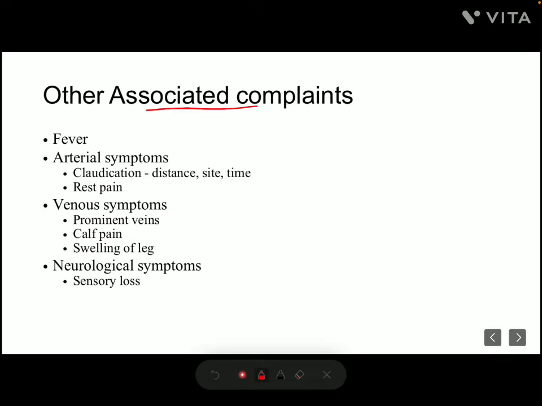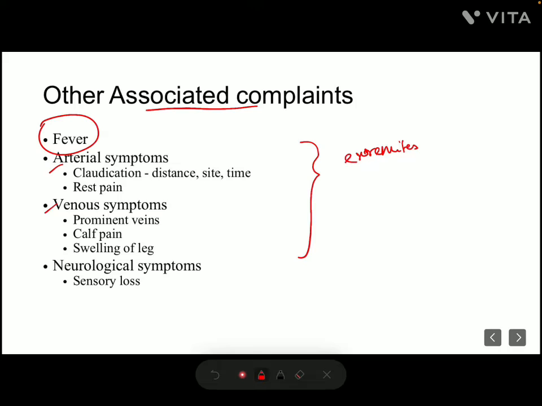Let us talk about other associated complaints. To start with, fever. Presence of fever along with an ulcer signifies the infective origin of the ulcer. Whenever the ulcer is present at the extremities, two important histories should never be missed. One is arterial symptoms and the other is venous symptoms. This becomes very important when ulcers are present at your extremities.